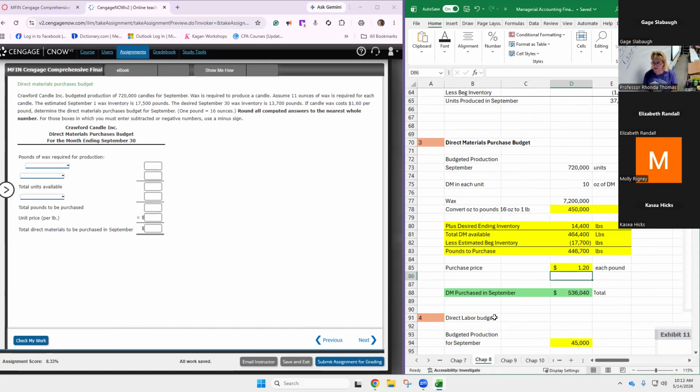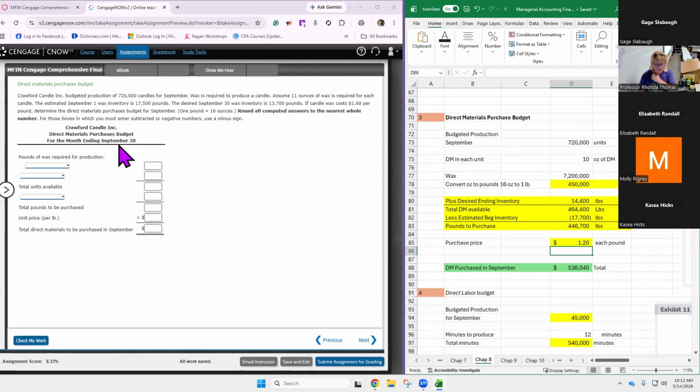We have a sales budget, then a production budget, and then everything feeds off of those decisions, right? The one I'm going to have you work on can be a little tricky, but this is the direct materials purchase budget. All right, so let's get started.